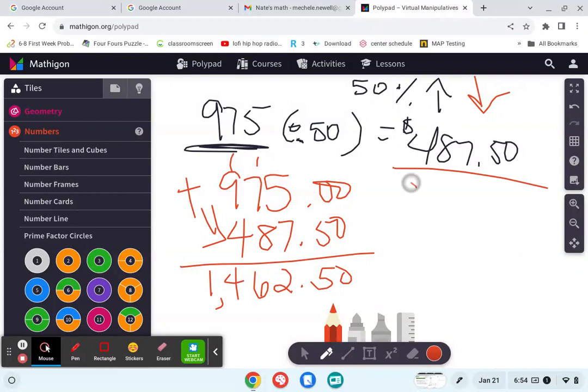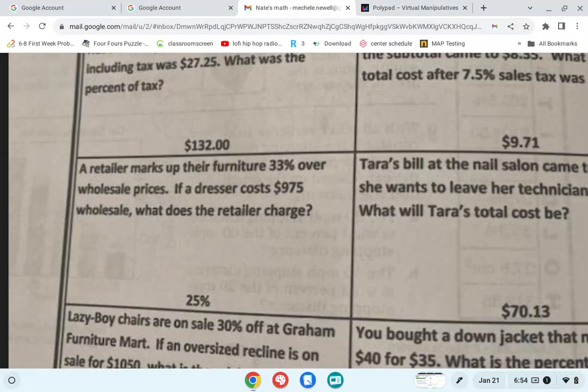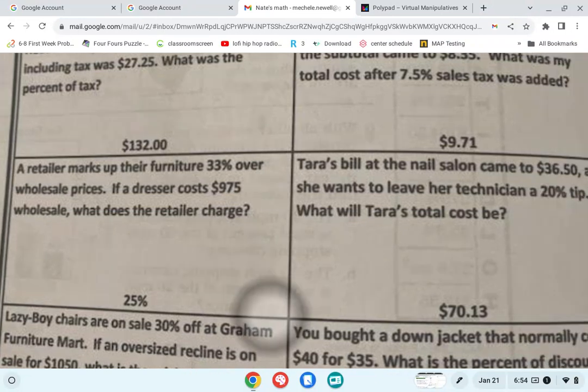So I'm going to do 975 minus, because I get the markdown, 487.50. And since we know it's half, we know how much you're going to pay is just going to be half, 487.50. If it's a markup, you add it. If it's a markdown, you subtract it. Okay. I think that's probably it. I think you can handle the rest of these.